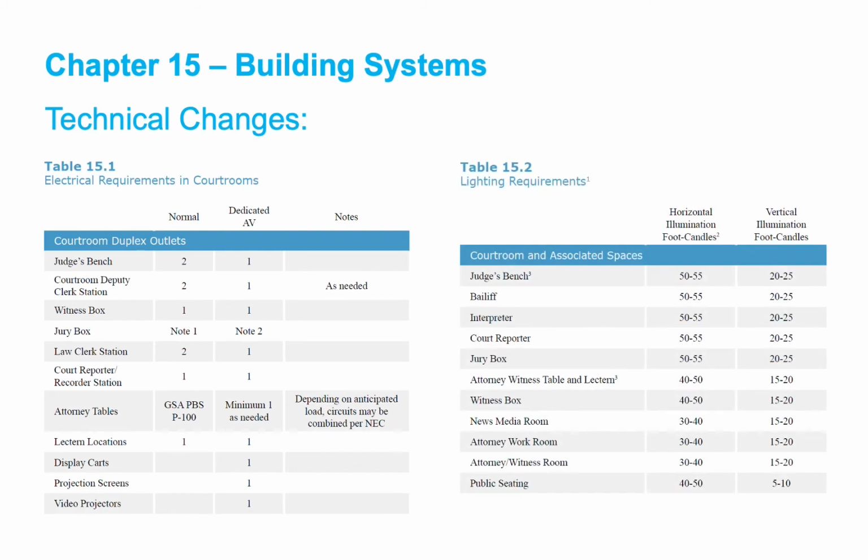Electrical updates include revised language on grounding systems. Table 15.1 was revised to accommodate new technology. Lighting guidance has been updated and requires the use of LED fixtures. Table 15.2 was updated to reflect a range of horizontal and vertical foot candles per space type.